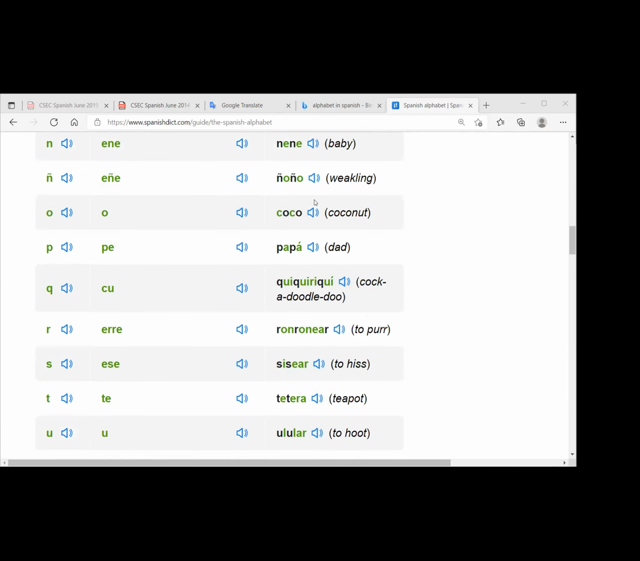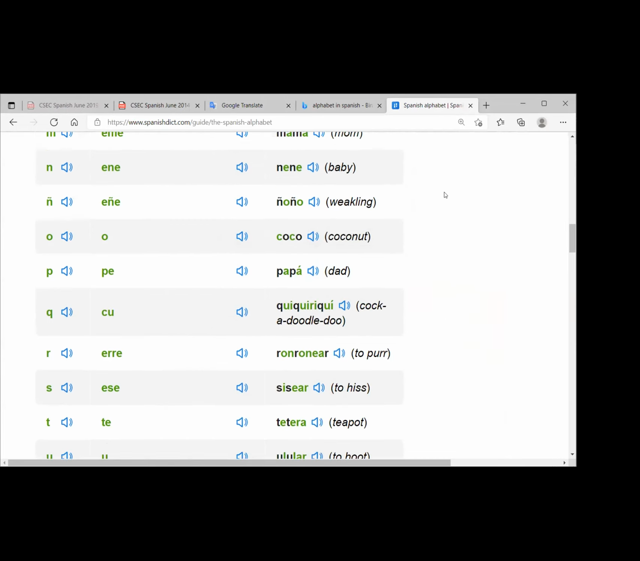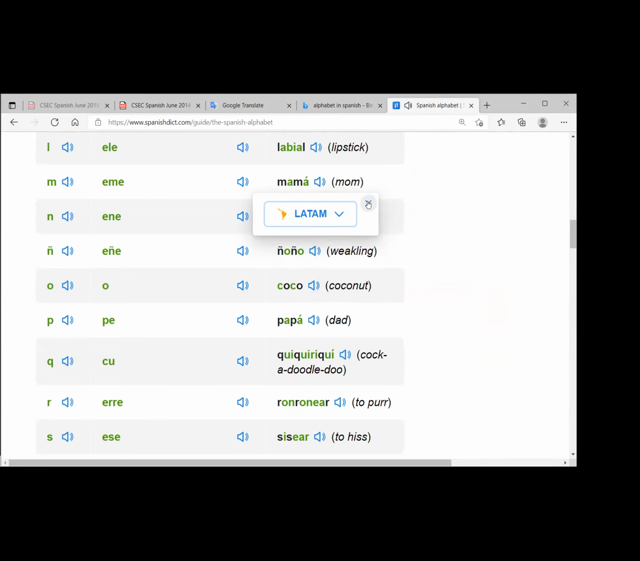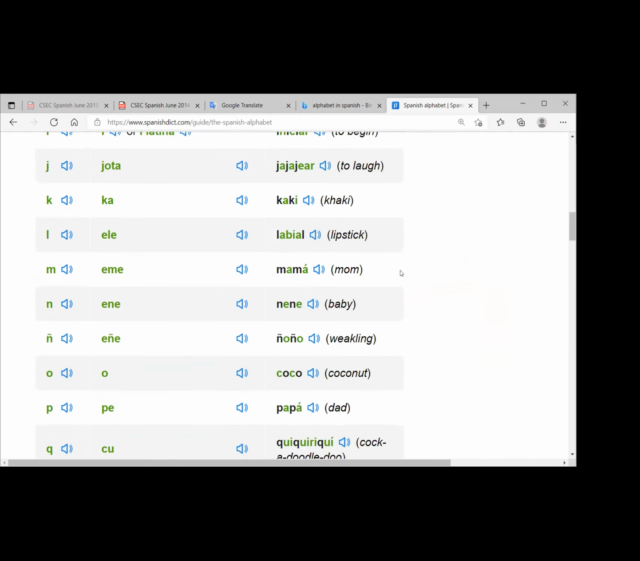All right, together. Coco. Very good. Ñoño. Good. Nene. Now notice these are two separate letters. One is N and one is Ñ. Two separate letters, and the rules around them are different, which we'll see later on. Mama.